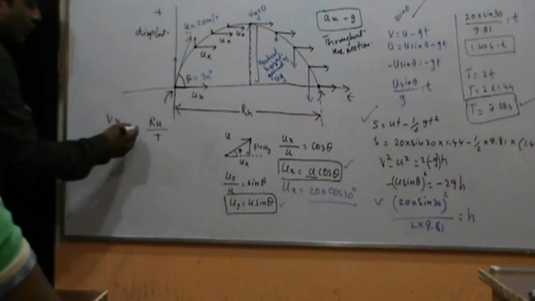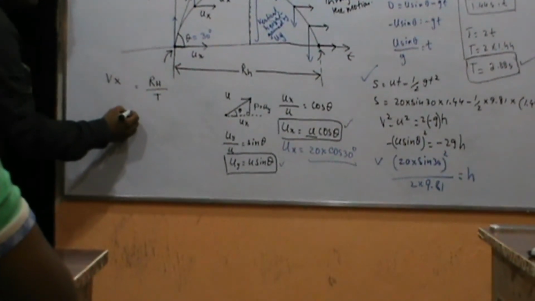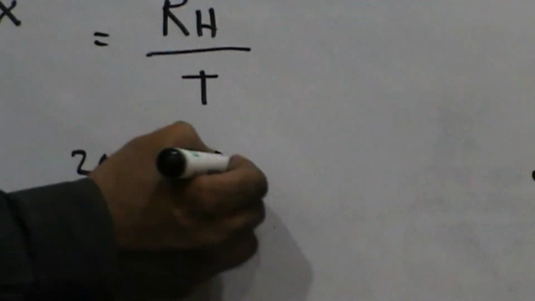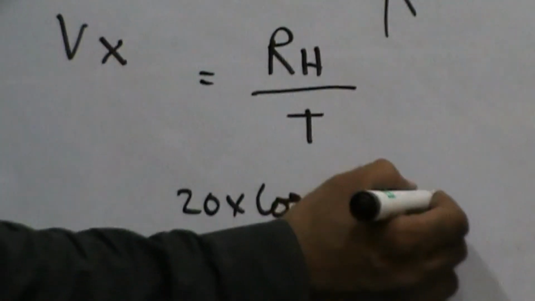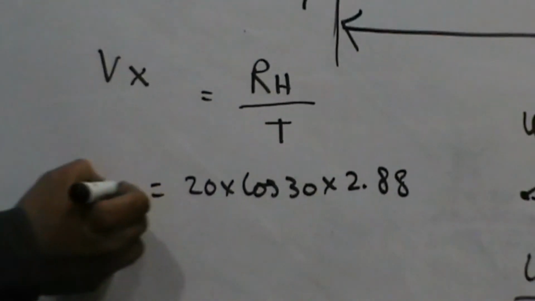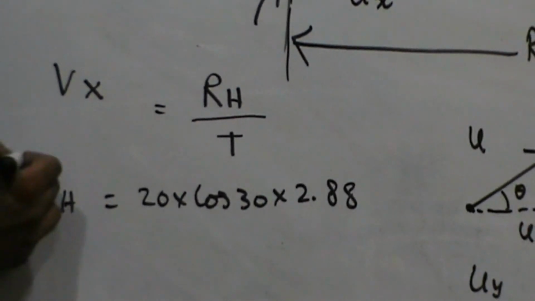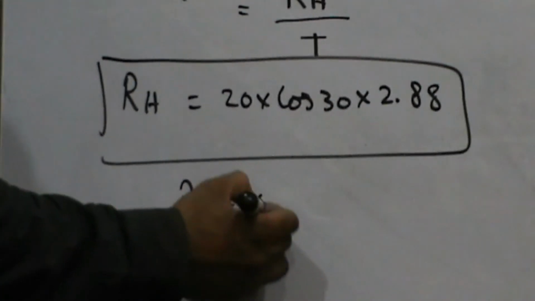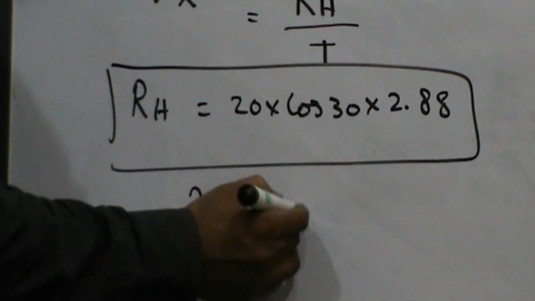So what I can do, I can write vx component was u cos theta. That was 20 multiplied by cos 30 into 2.88. So that is the horizontal range. That is Rh. ये मेरे पास है. 50 meters. In the next class, I will start.